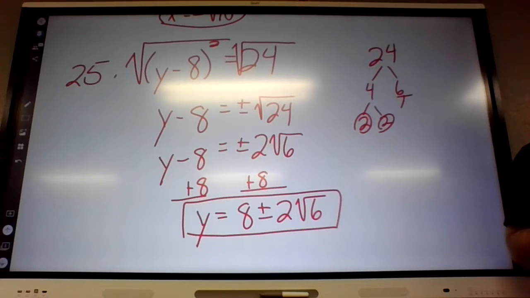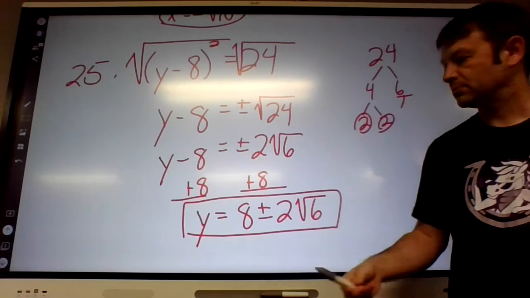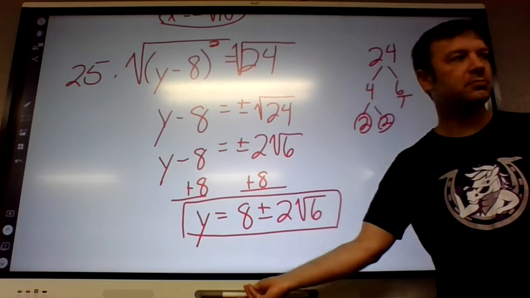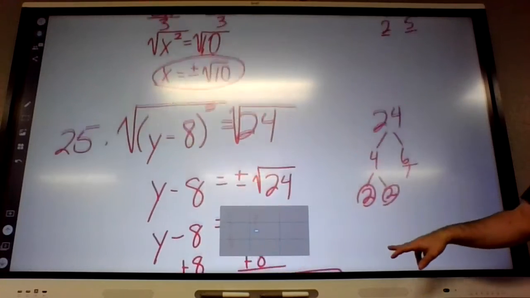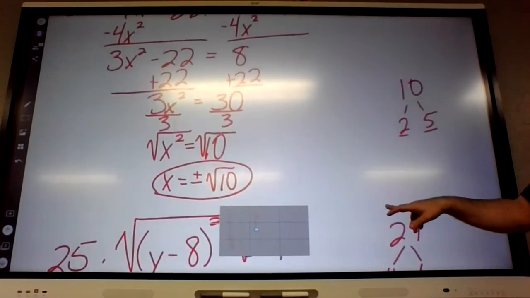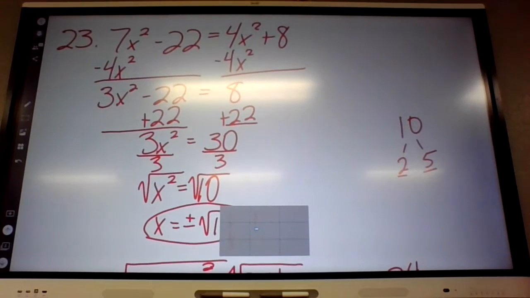Jasmine's still working on this one. Still confused. Okay, yeah, 26 can be simplified more because we can actually do 6 plus 3. Is it a whole number? It's 2 whole numbers.